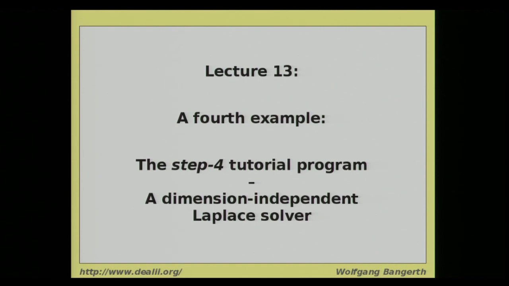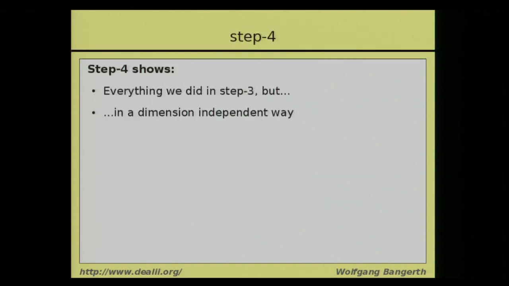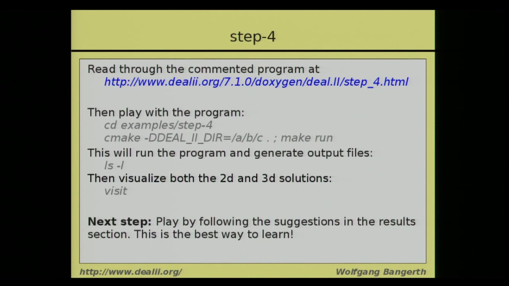So step 4 is, for all practical purposes, exactly the same as step 3. It almost looks exactly the same, with the exception of the fact that we use templates, where previously we just said triangulation 2 or DoFHandler 2 or FE 2, these sorts of things. So now we use everything in a dimension-independent way. You find it in exactly the same place. You go into step 4, you call CMake as you always did, you call make run, and then we can visualize it in 2D and in 3D, and I'll show you that too. But by and large, as I say, it is almost exactly the same as step 3.